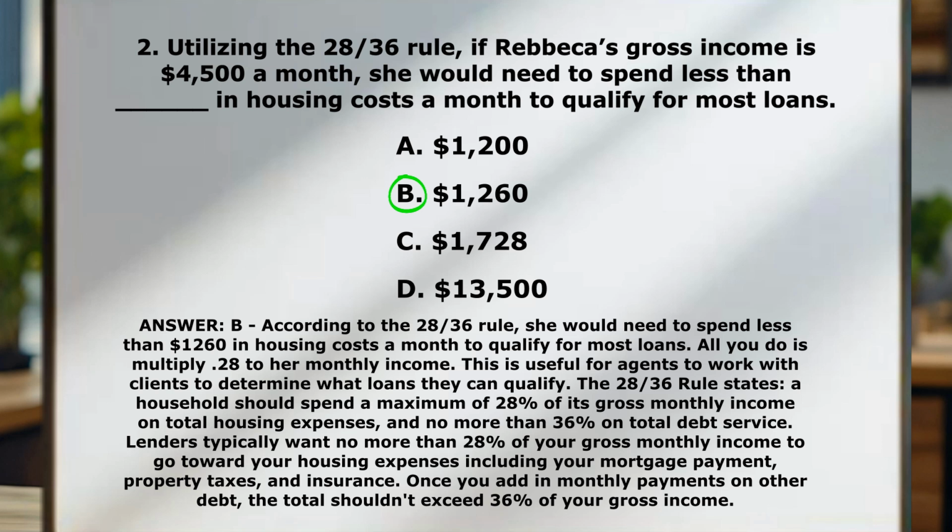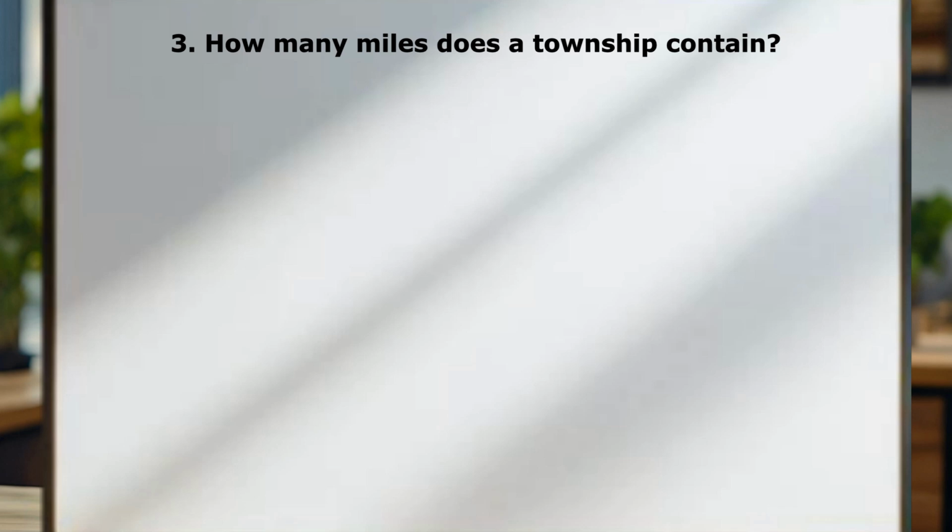Now, to calculate this, all you need is to multiply 0.28 by her monthly income. This is useful for agents to work with clients to determine what loans they can qualify for. The 28/36 rule states a household should spend a maximum of 28% of its gross monthly income on total housing expenses and no more than 36% on the total debt service. Now, keep in mind, you are not a licensed loan officer, so this is just a ballpark estimate. When it comes to actually talking about these monthly numbers and monthly payments, let the licensed loan officers handle this conversation.